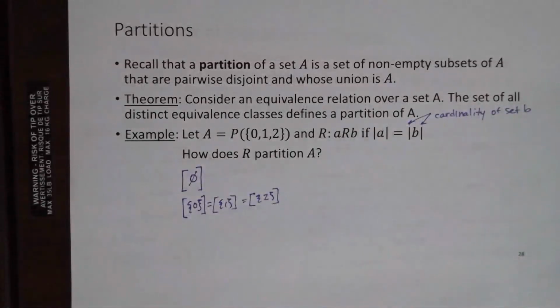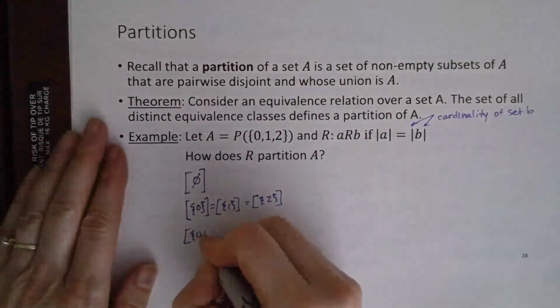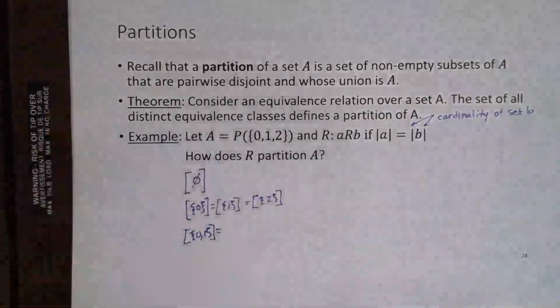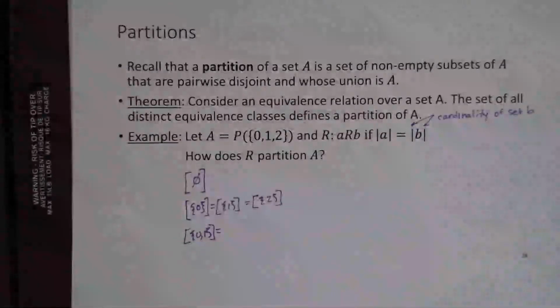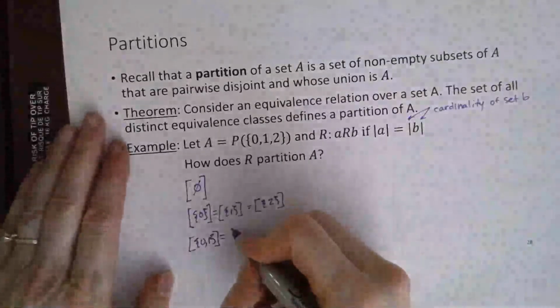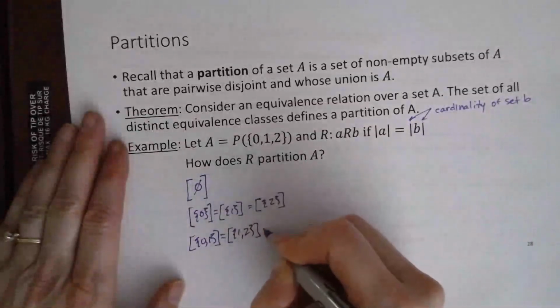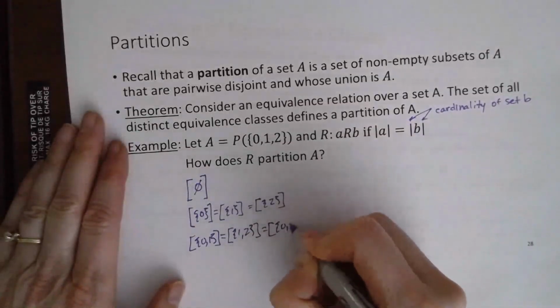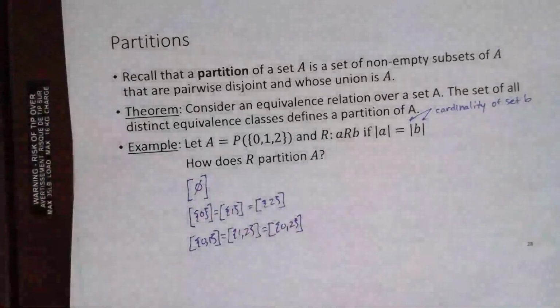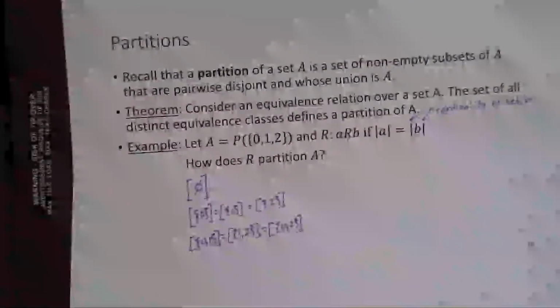What's another subset that's going to give us a different partition? Like {0, 1}. That has a cardinality of 2. What other subsets do we have with a cardinality of 2? {1, 2} and {0, 2}. I heard those. Those would both have a cardinality of 2. Any more equivalence classes?